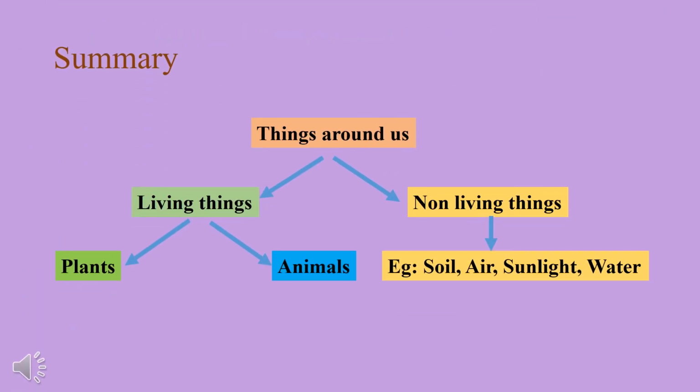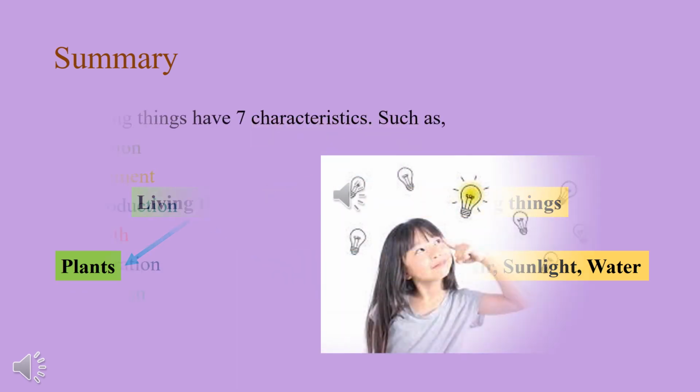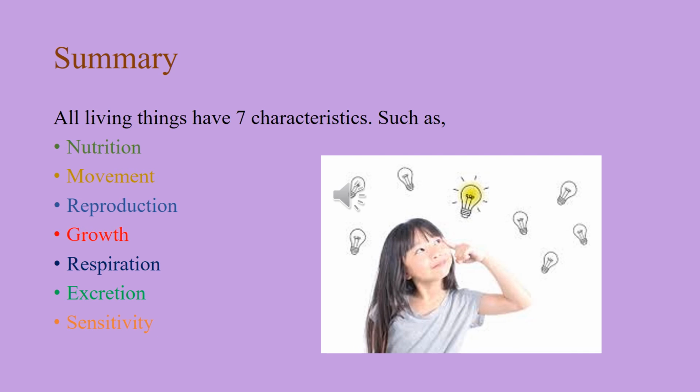Now let's move to summary. Summary of this chapter is things around us can be divided into two as living things and non-living things. Again, living things we can divide into two as plants and animals. When we talk about non-living things, there are some examples: soil, air, sunlight, water. And also, all living things have 7 characteristics such as nutrition, movement, reproduction, growth, respiration, excretion, sensitivity.